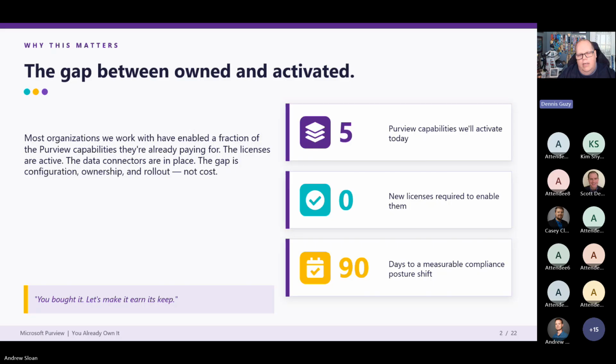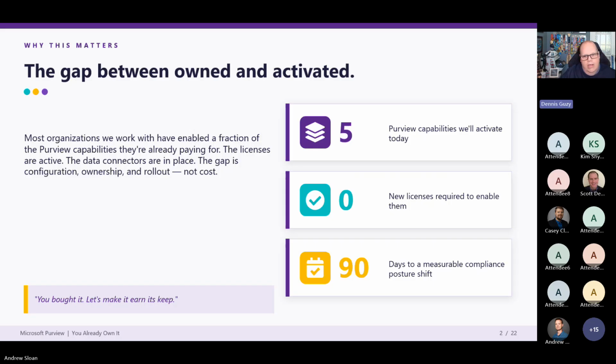The 3 numbers on the right capture really what we're going to talk about in this session today. 5 capabilities that I'm going to talk to you about activating today. For most of you, if not all of you, 0 new licenses that are required to enable them. And at the end of it, when we get to the end of the session, we're going to talk about 90 days to really make a measurable shift inside of your environment and really get that compliance posture increased. And my little tagline on there, you bought it, let's make it earn its keep. You know, you invested in Microsoft, you partnered with Microsoft. Let's make sure you're getting value out of that. So if we can go to the next slide.